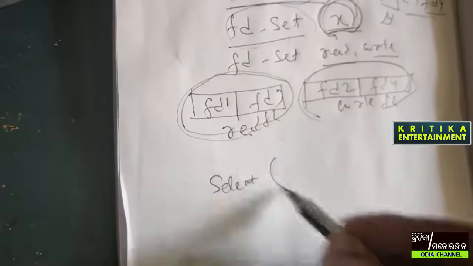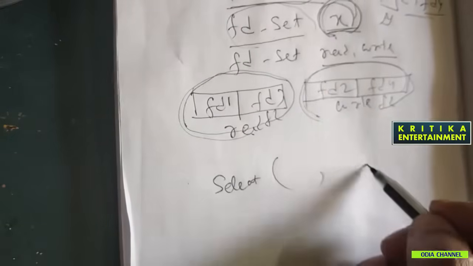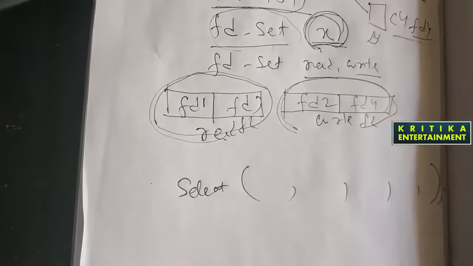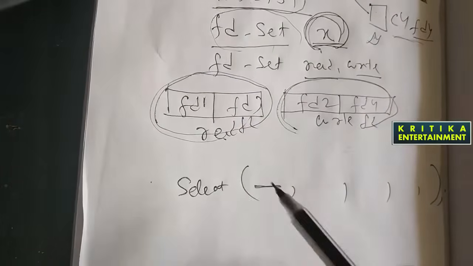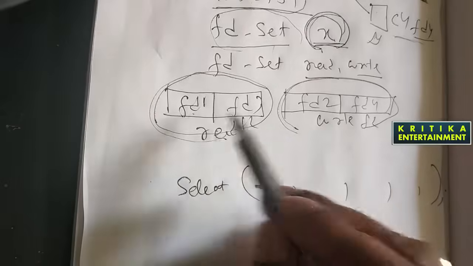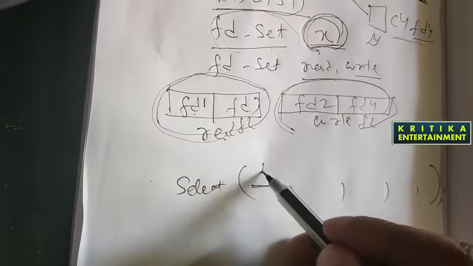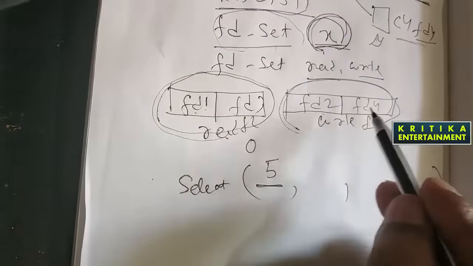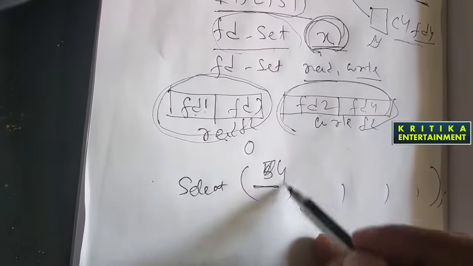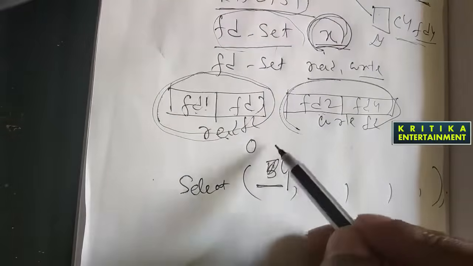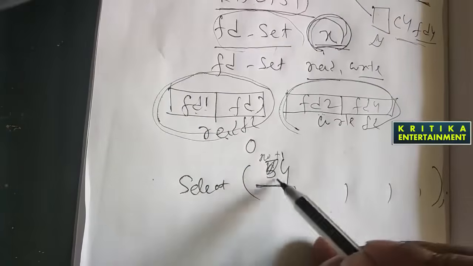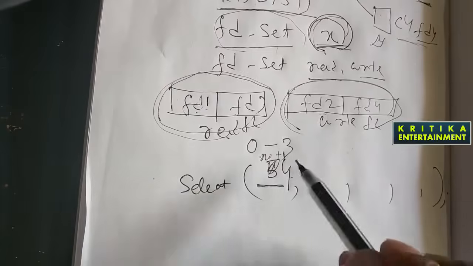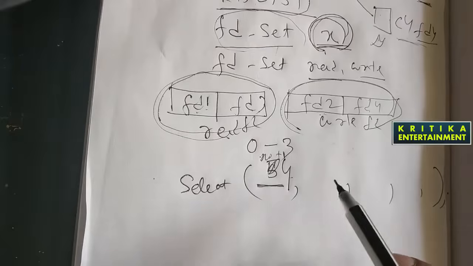In the select function, how many arguments will be passed? 3, 4, 5? Five arguments will be passed. You know what the five are? First is the maximum number of FD. Suppose the maximum is 4, that is 0, 1, 2, 3, 4; the number of FDs plus 1, so we give 5. Then it will search the FDs from 0 to 3 to find which FD has data available.